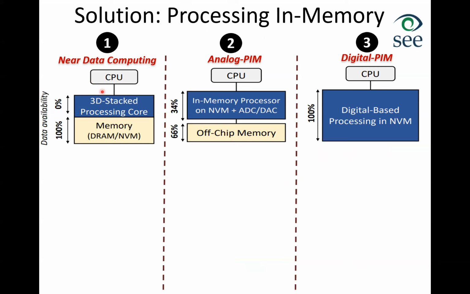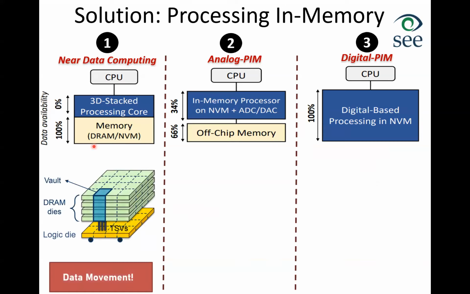One popular method is near data computing that locates 3D high bandwidth memory on top of the CMOS logic. Although this approach improves memory access latency, the computing and memory units are still two different kinds of units here. So data movement can still be a major issue.